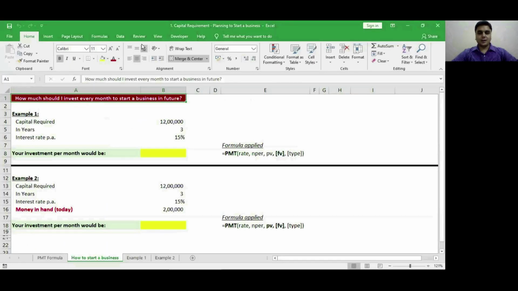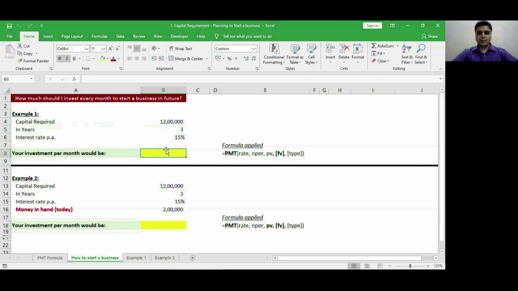First exercise is around capital requirement. In this, we will learn how much should I invest every month to start a business in future. That means, I need a future capital of 12 lakh rupees. Time period that I have is 3 years, and the rate of interest is 15%. So I want the outcome of how much I should invest per month at 15% rate of interest so that the total accumulated value after 3 years becomes 12 lakhs.